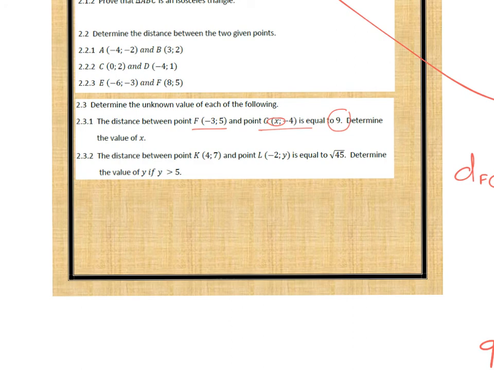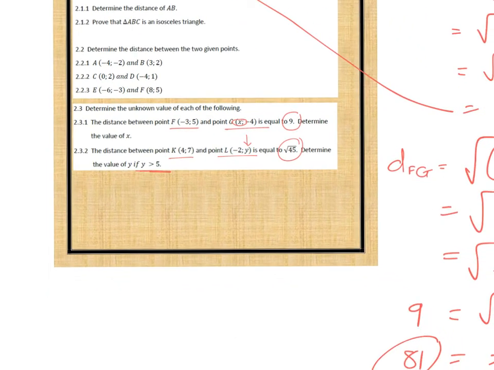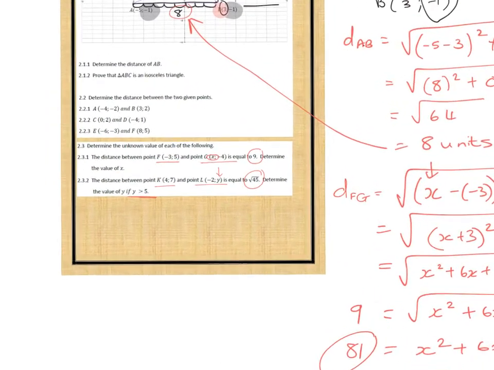Okay, and then for 2.3.2, you can do that by yourself. The distance between point K and L has a missing y value. So they have told you that your distance is equal to root 45. Determine the value of y if y is greater than 5. So you're obviously going to get two answers and one's not going to work. So check which one is greater than 5. That is your valid answer.